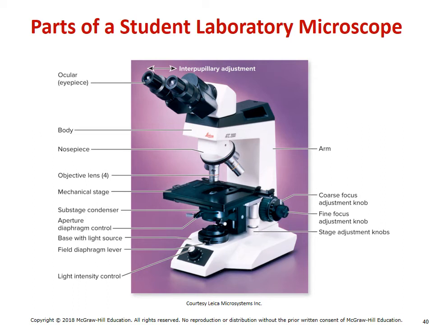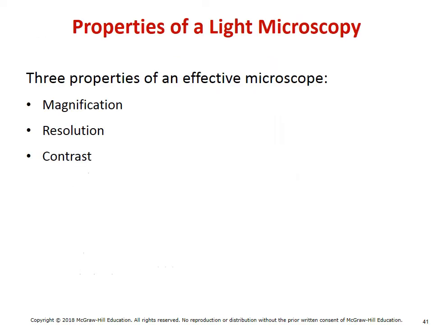But since there are two lenses, in order to determine total magnification, you need to multiply the ocular times the objective. So let's say the ocular is 10, the objective is 4, so all you have to do is take 10 times 4, which is 40.